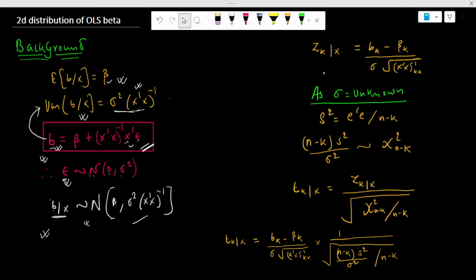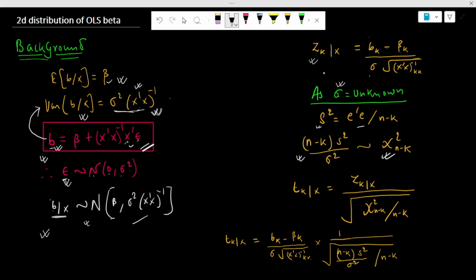From this relationship we can calculate the conditional Z score for a particular beta k. This is equal to the OLS beta minus the population beta, divided by the square root of the variance of that particular beta k. As we don't know the value of sigma, we estimate it making use of the sample, which is given by this formula. And we know this relationship: (n minus k) s square divided by sigma square has a chi-square distribution with n minus k degrees of freedom.